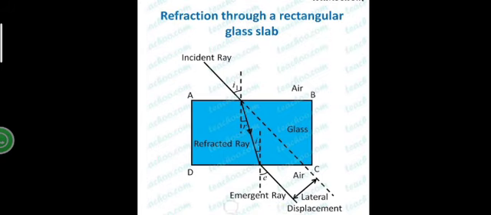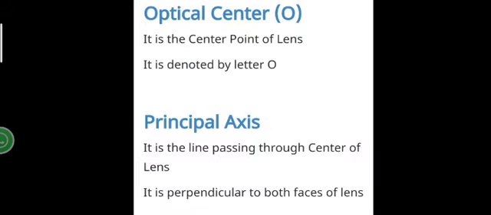And the difference between the emergent ray and the incident ray is known as lateral displacement. So that is very important. The difference between the emergent ray and incident ray is known as lateral displacement. So there are some important terms. First one is optical center.